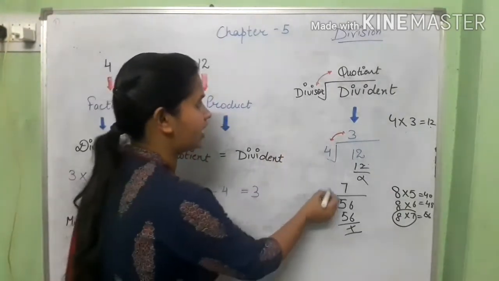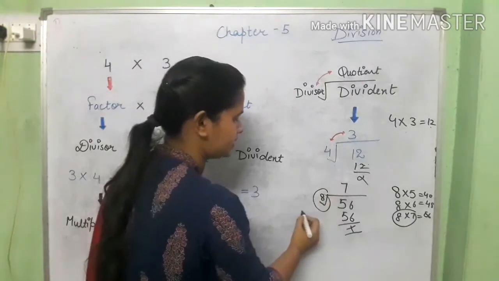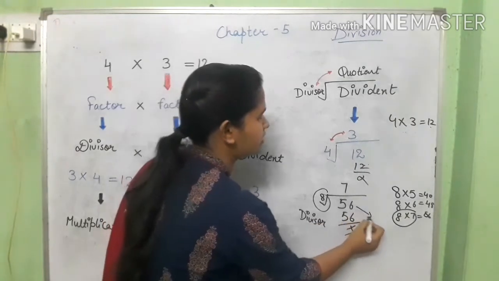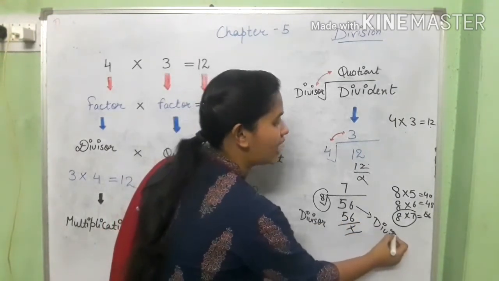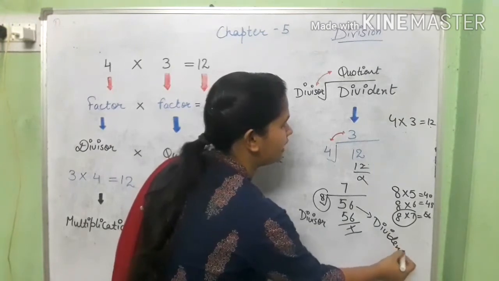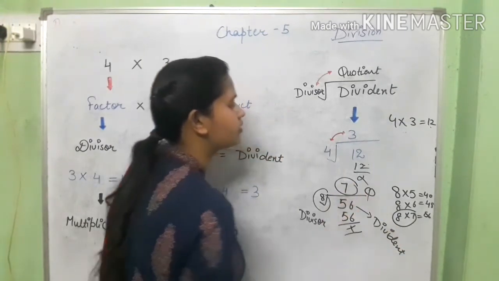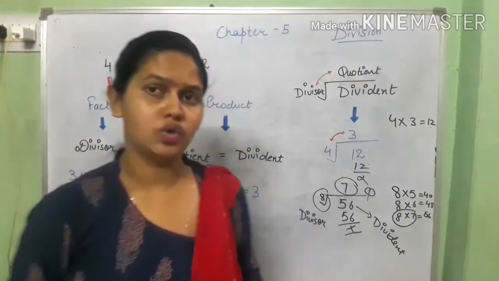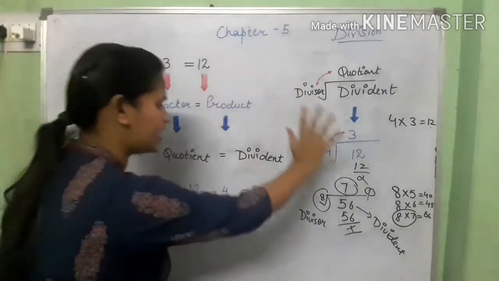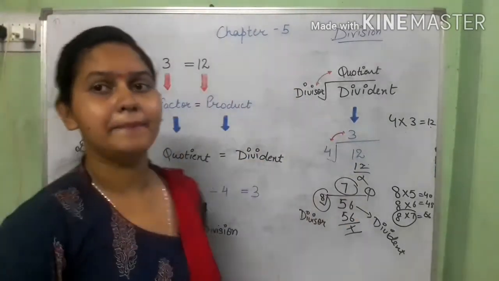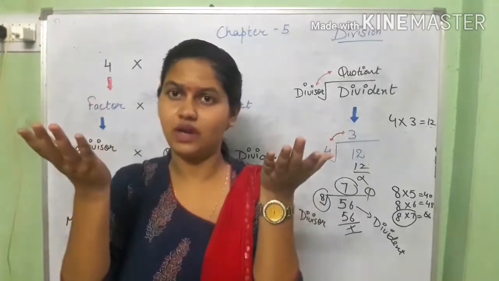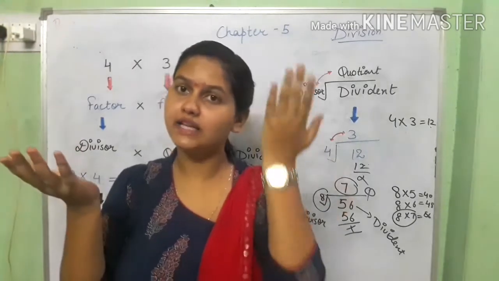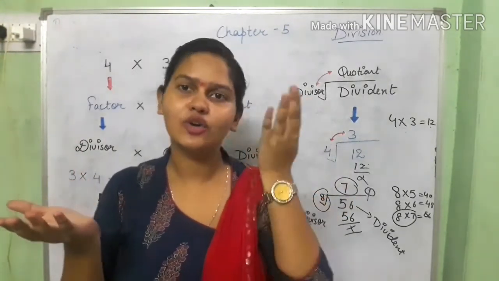So this one is known as the divisor. This one is the dividend, which we have to divide. This one is the quotient, our answer. I hope you all understand this systematic order as we compare multiplication and division. In multiplication we find the product, but in division we find the quotient.